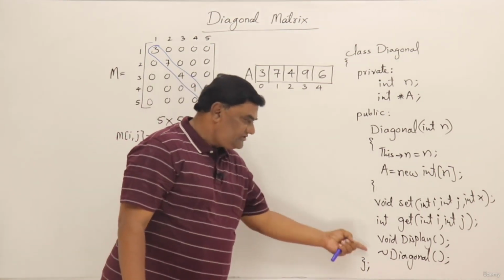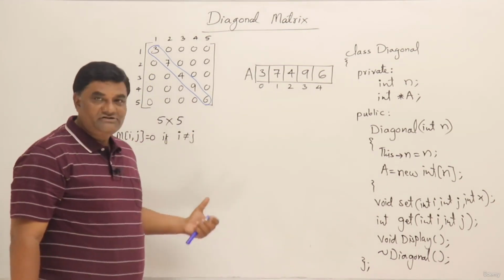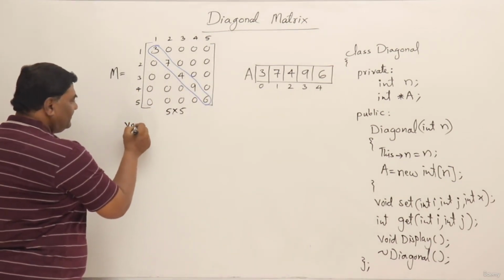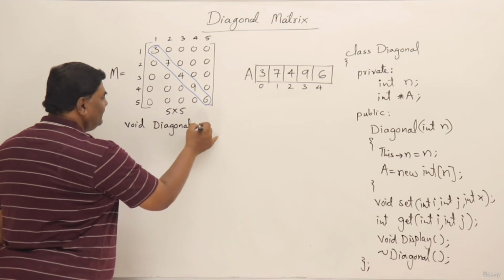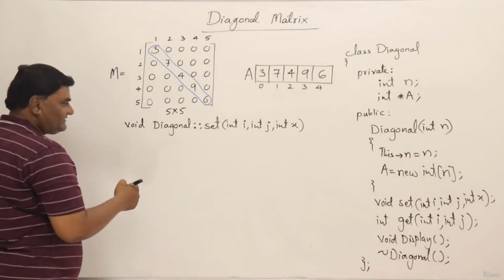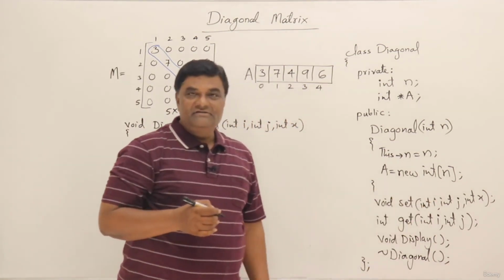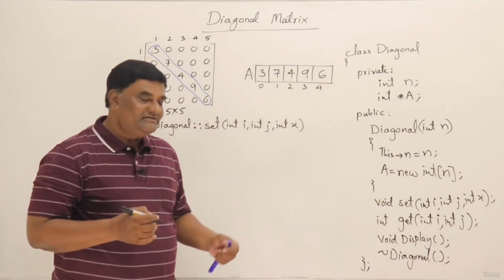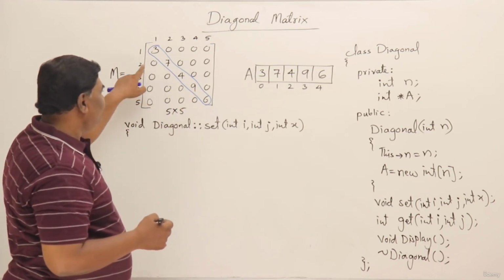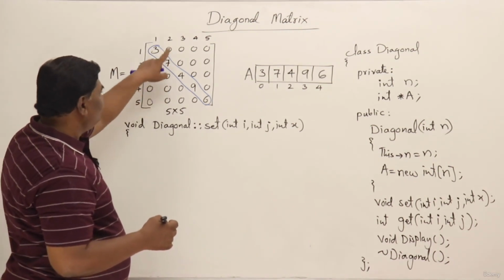Next I will implement these functions outside the class using scope resolution. So here I will write those functions. First function is set. So void, class name diagonal, set, 3 parameters i, j and x. Then what is it supposed to do? When 3 parameters are given, row number, column number and the element. So if I am giving, suppose 9, I will be giving 4, 4 and 9. If I am giving 7, then 2, 2, 7. Even I may give 3, 2, that is 0.